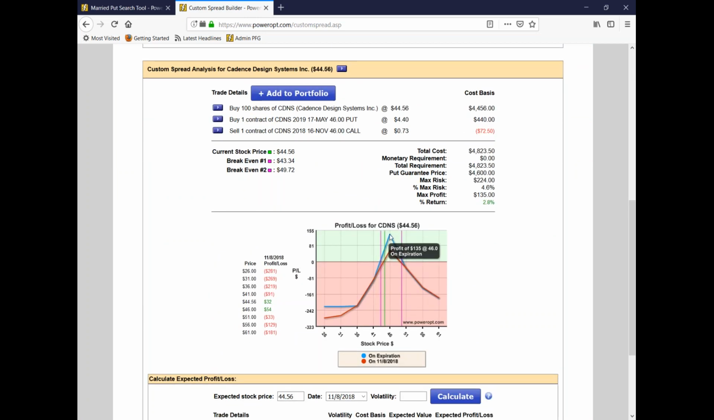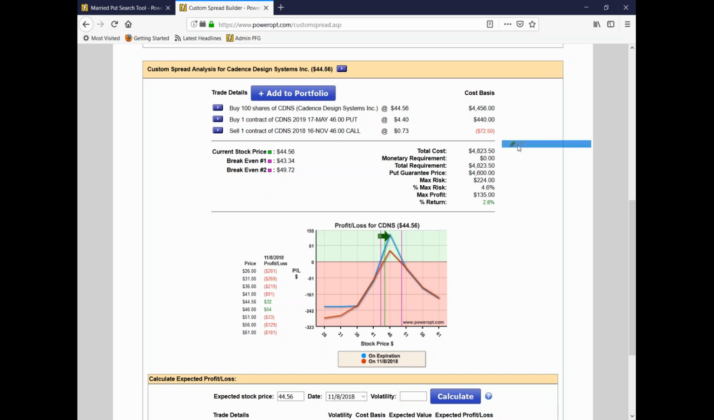See, now we've only increased it to 2.8%. My upper break even did move up to 49.72, but I still have an upper and a lower break even at this point. Generated a little bit of income. The maximum risk was reduced, as was the cost basis and the potential here.